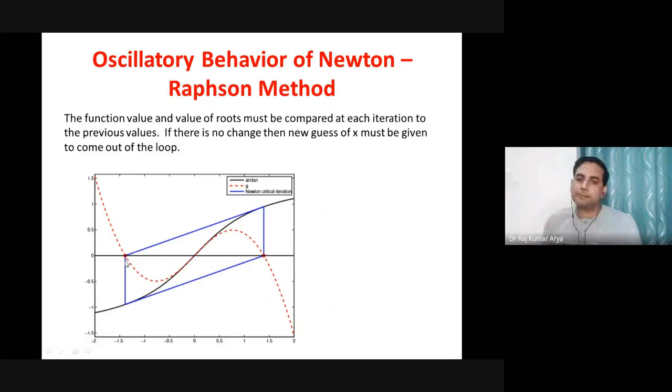So while you are solving with the Newton-Raphson method, or practically any computational method, you always have to put in a check. The newly calculated value of a root, or you can say the new iteration, how much does it differ from the previous one? Suppose it's not changing, I should do something. Correct or not?